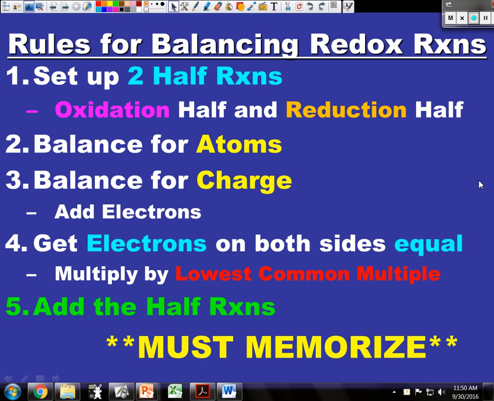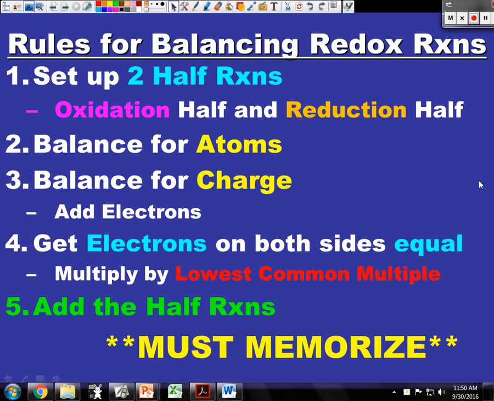All right, number five. Balance the charge by adding what? Electrons. And again, I know that sounds weird, but we'll talk about this. And here's a little memory trick. If it's the oxidation half, the electrons go on which side? The other side. And when I say other, what do I mean by the other side? The product side. So if you want to write the word product underneath that, I would write that.